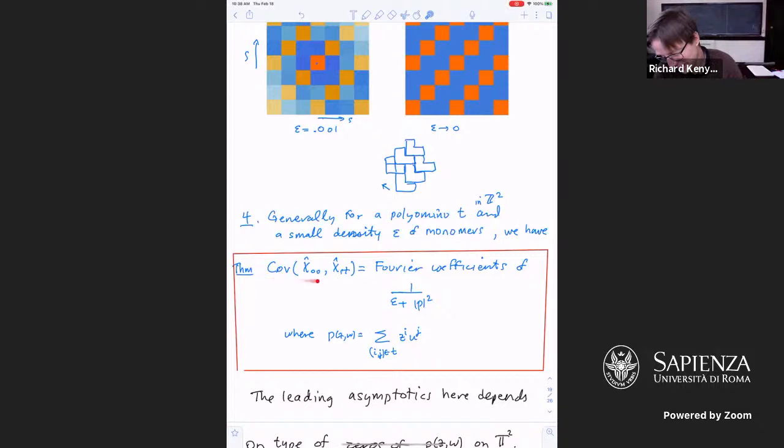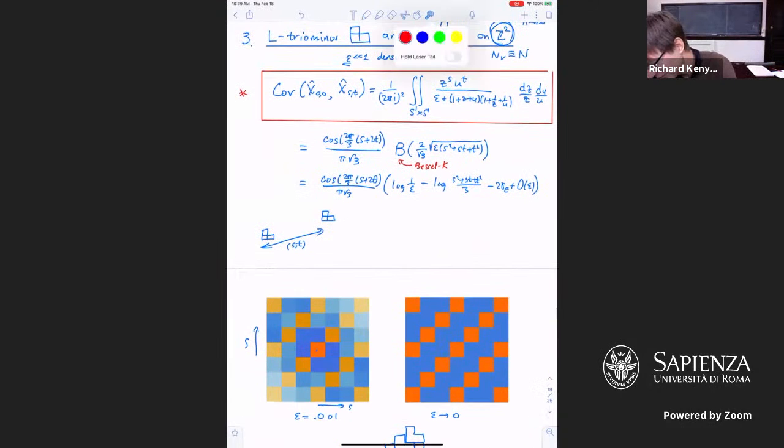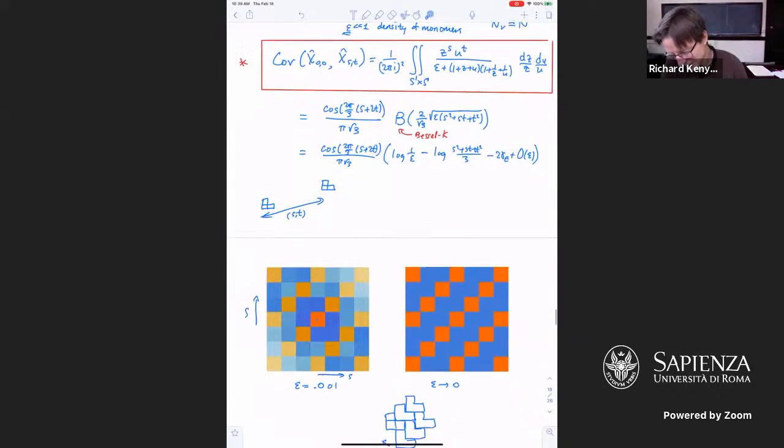Then here's the theorem. The covariance function in the appropriate limit is given by the Fourier coefficients of this function, 1 over epsilon plus the norm of p squared, where p is the characteristic polynomial of the tile. It's the sum of z to the i, u to the j, where i and j are points in the tile, just like in the previous example, where p is 1 plus z plus u. It corresponds to the 3 squares inside that monomer.